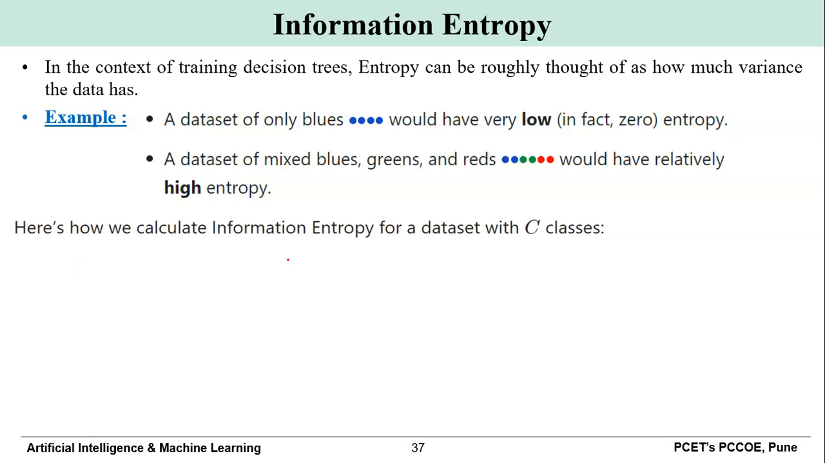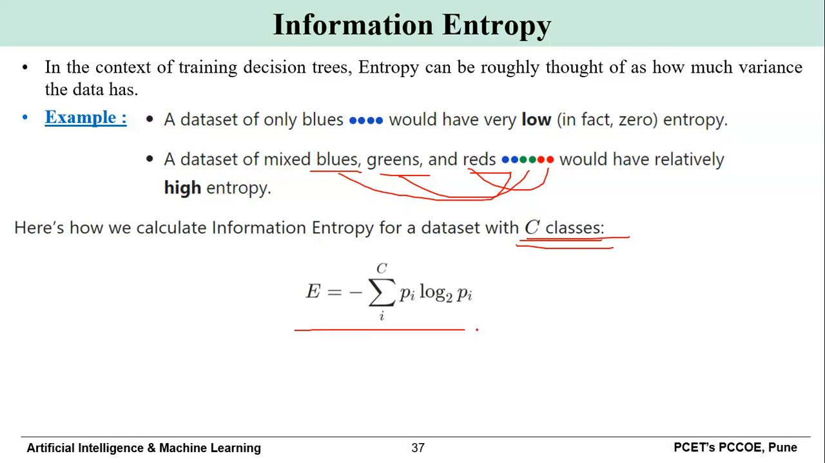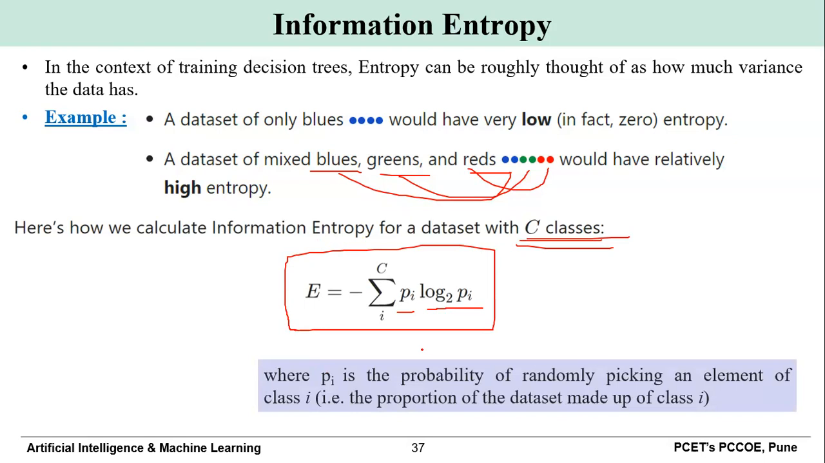Now the question comes, how to calculate entropy mathematically when there are C classes. So class means, in this example, two blue dots, two green dots, and two red dots. So each color is nothing but a class. So if there are C number of classes, then the entropy is calculated by using this formula. E is equal to minus summation i equals 1 to C of p_i log to the base 2 of p_i, where p_i is the probability of randomly picking an element of the class i, right?